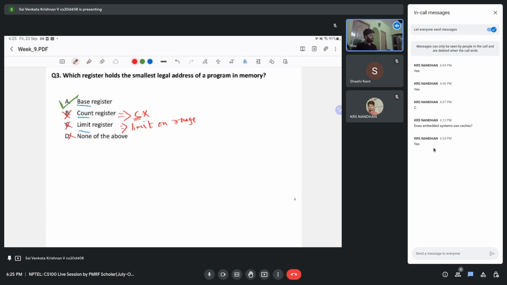That's the base register. So finally, the base plus whatever offset you are using should be less than your limit, and if so, then the offset plus base would be added to get the actual address.